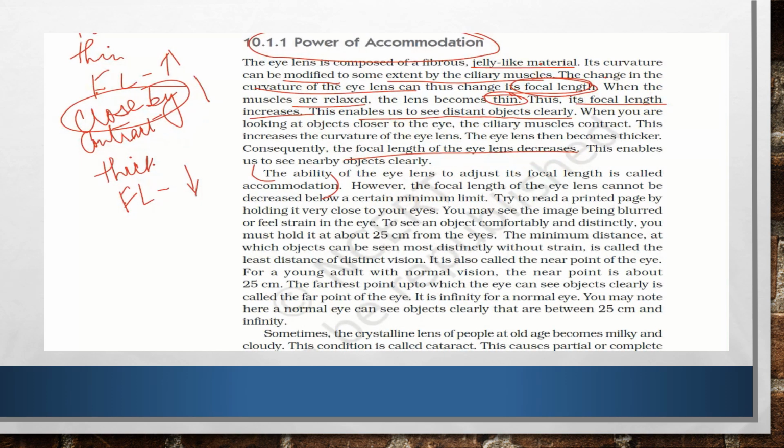It is the ability of the eye to adjust, or we can say that what it is adjusting is the focal length, is called the accommodation. Is it clear to all of you? So now your definition comes.